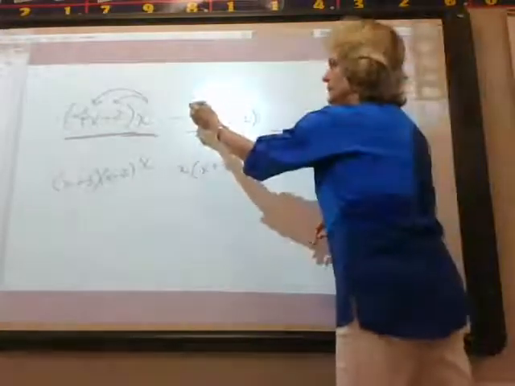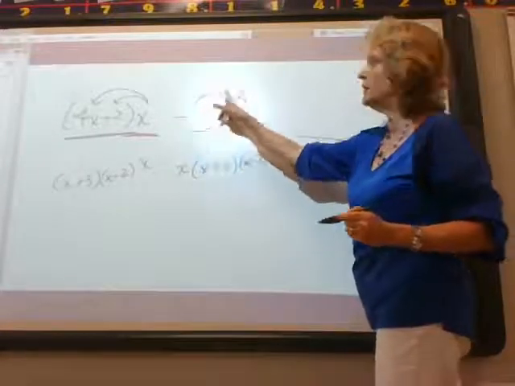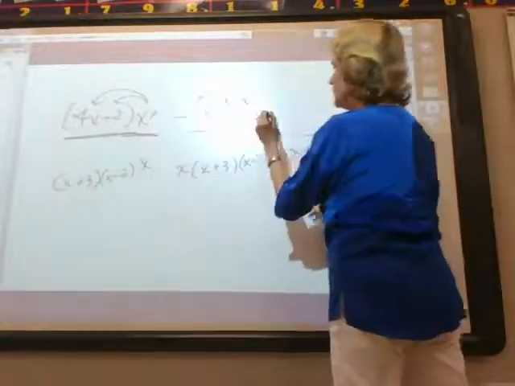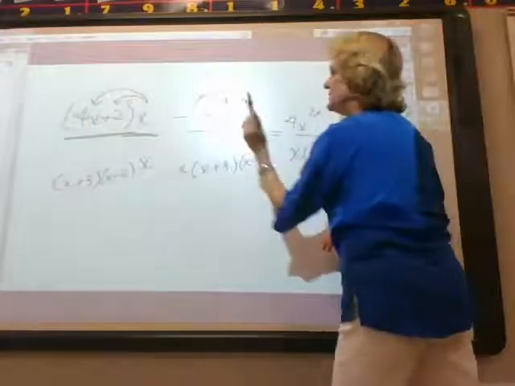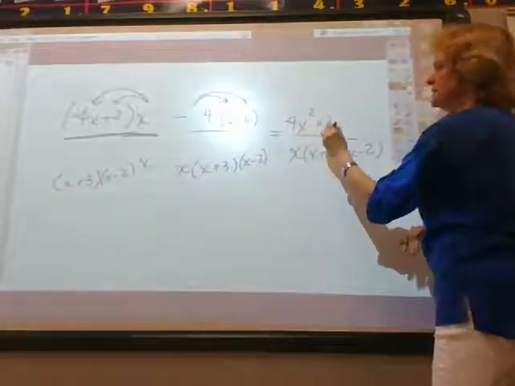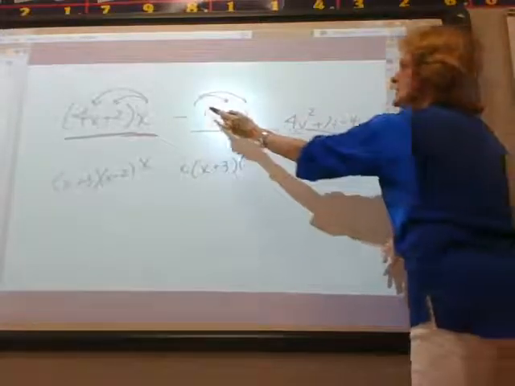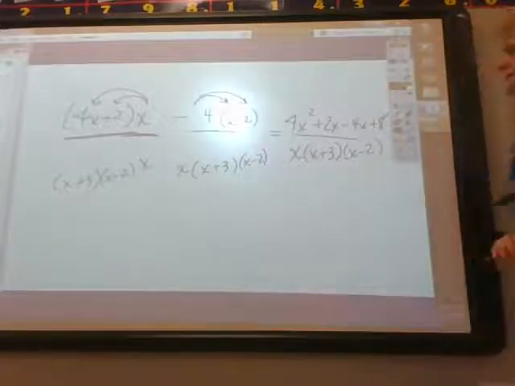All right, I'm going to be very careful here that I distribute a -4 to both terms. All right, so x times 4x will be 4x squared. x times 2 will be 2x. -4 times x, -4x. And -4 times -2 is +8.